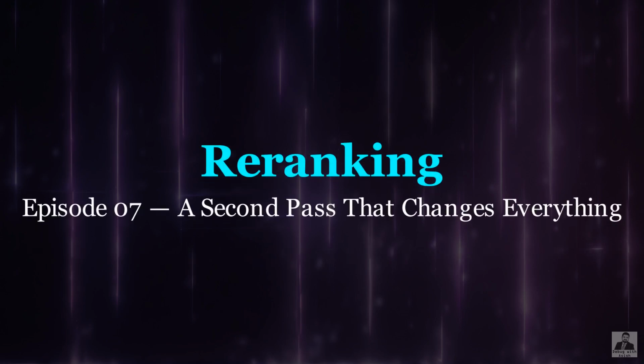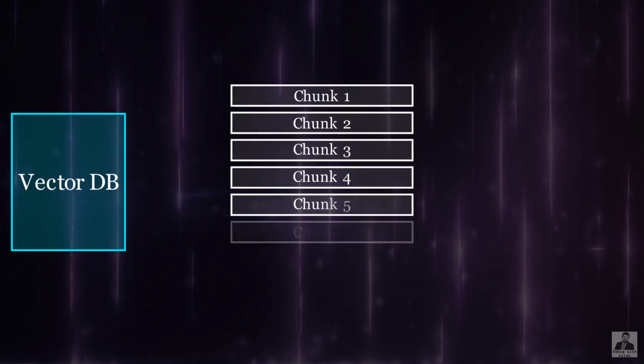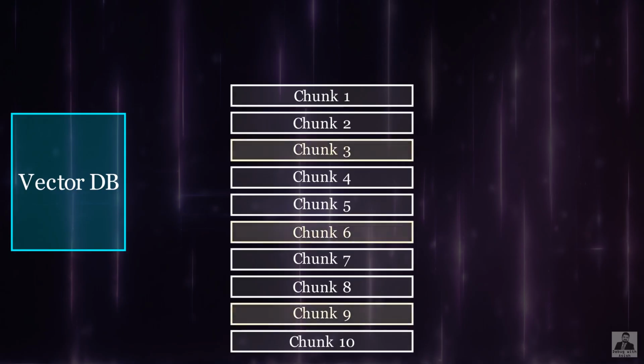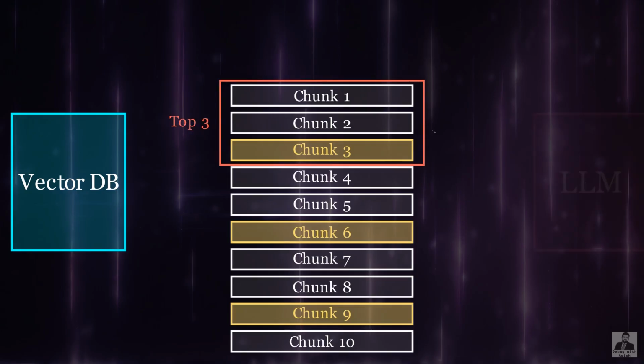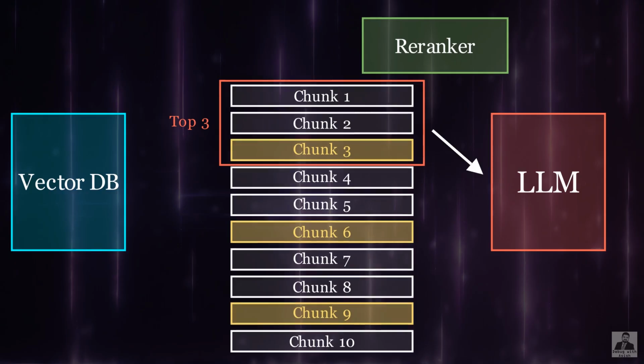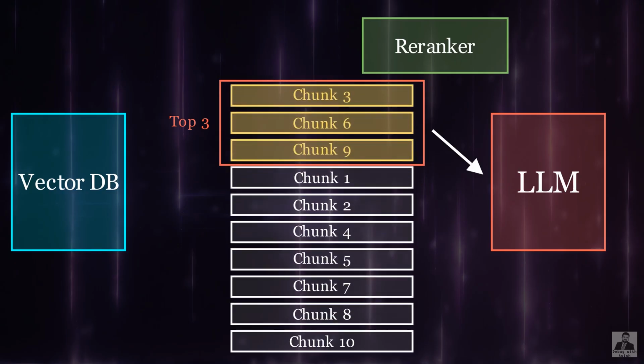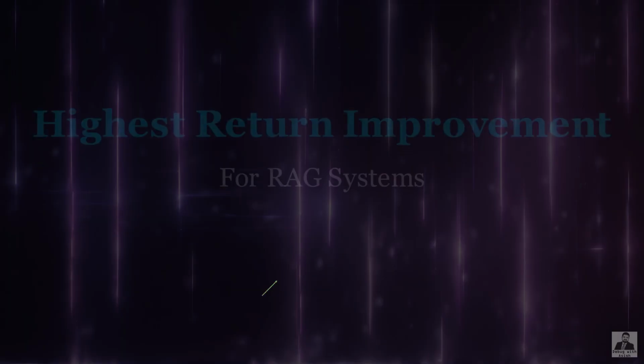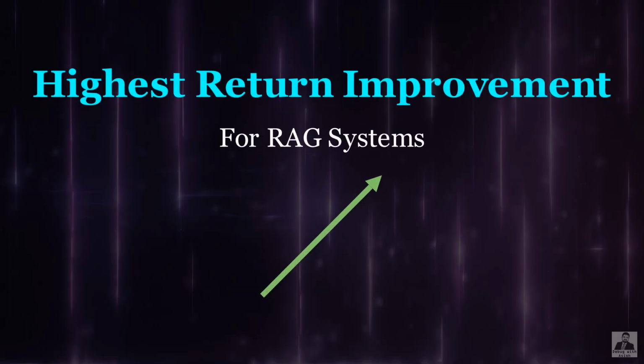Your retriever returns the top 10 chunks from the vector database. But the truly relevant ones might be ranked 3rd, 6th, and 9th. Your language model only sees the top 3, so it never reads the best context. Reranking adds a second, smarter scoring pass that reorders those 10 candidates before the language model ever sees them. It is one of the highest return improvements you can make to a RAG system.